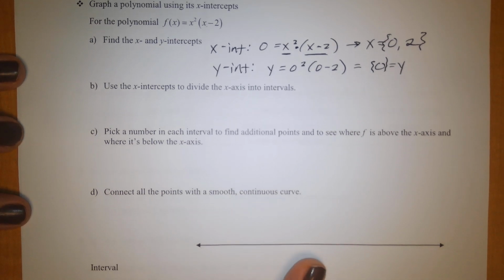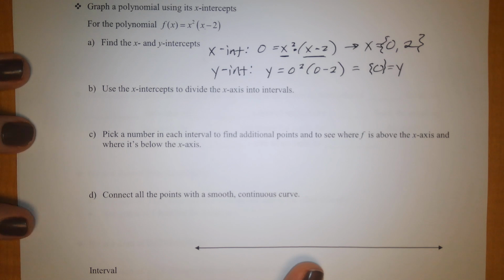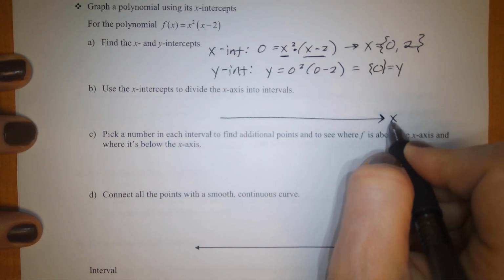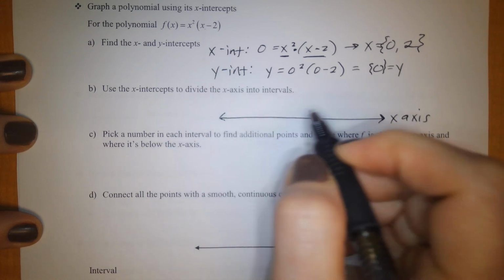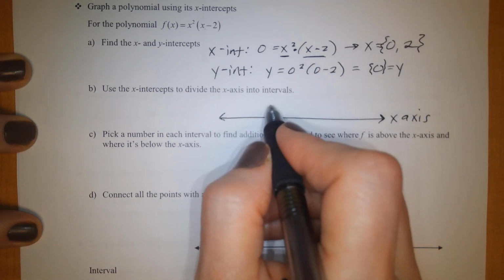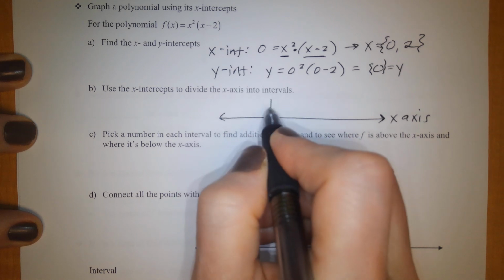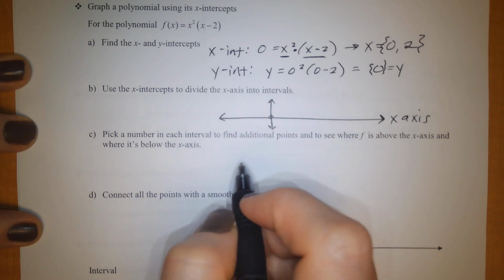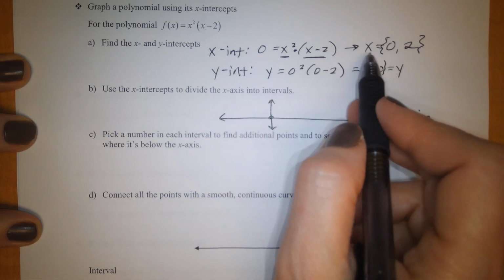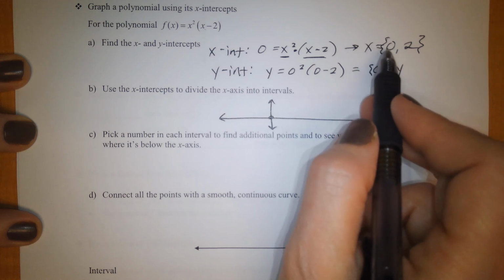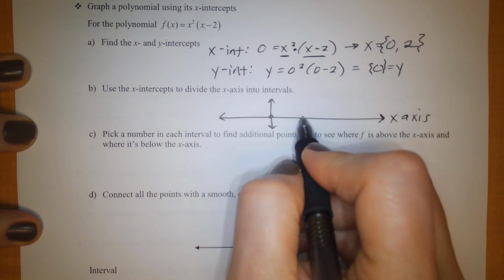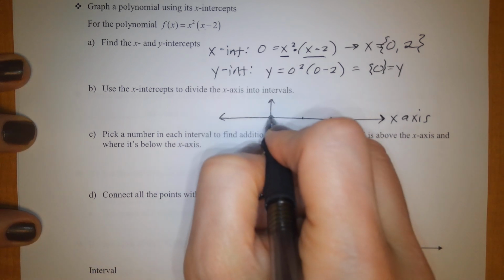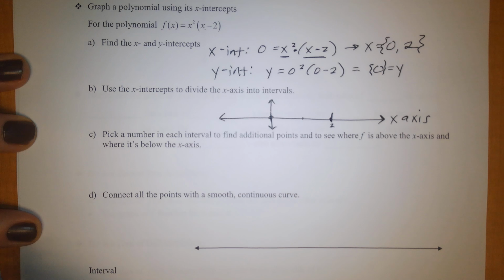Now, if we use the x-intercepts to divide the x-axis into intervals, what we're going to do is just draw the x-axis for now. Of course, there's a y-axis that runs through here, and if we wanted to draw it, we could. This y-axis would mean this is 0, and we also need the number 2. We want to show 0 and we want to show 2 on our x-axis. So we're basically dividing this into different intervals.